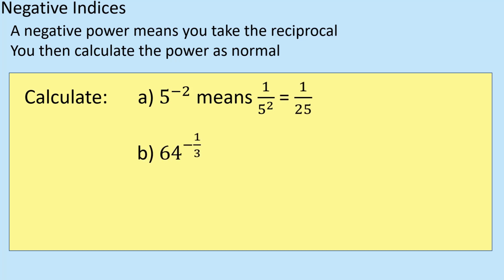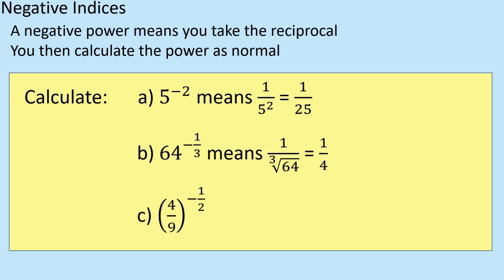If you've got 64 to the minus 1/3, we've already seen something like this. This is the same as 1 over the cube root of 64, because we just looked at it a minute ago, which is going to be 1 over 4. If you have a fraction, nothing to be concerned about. All it really means with the negative is it's going to flip it upside down. So the first step is literally to flip it upside down. That's the reciprocal, so 9 over 4, and then you drop the negative.